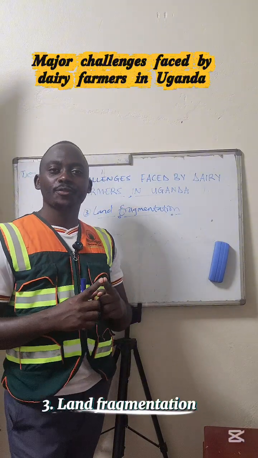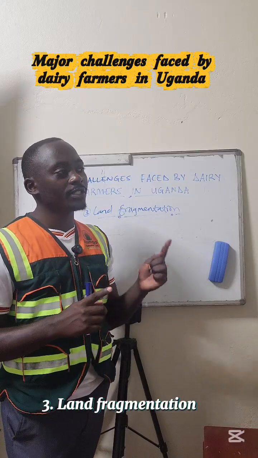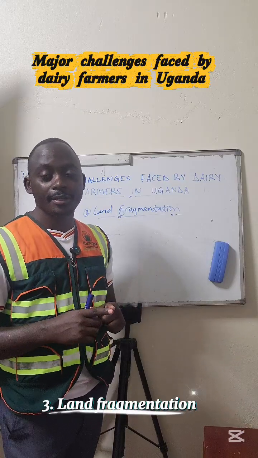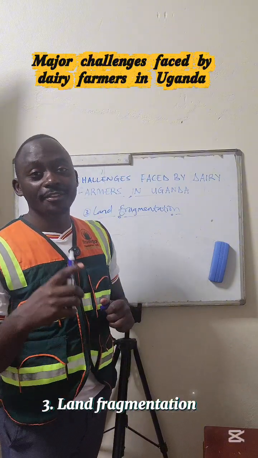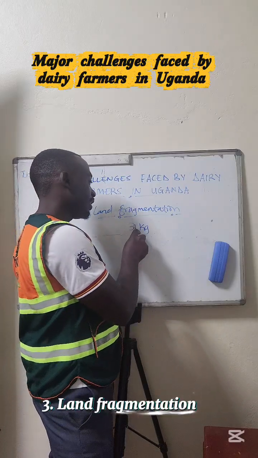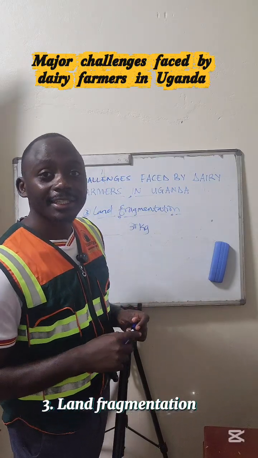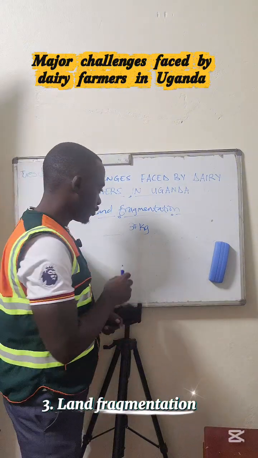Scattered plots also force workers to carry these heavy materials over long distances multiple times in a day. That does not only make them tired, but it also causes inefficiency. You'll find instead of giving a cow 30 kilograms a day, they are giving it only 10 because of that long distance. So what is the solution to this?